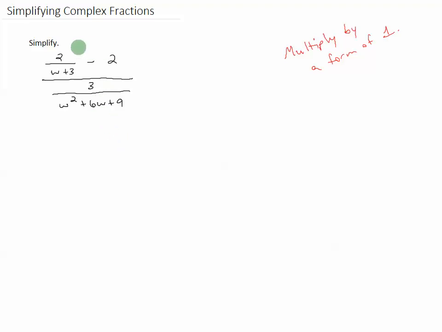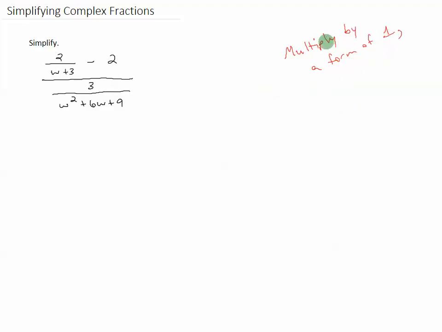Alright, this is an expression. There's no equals here, so we can't change its value. We can only do things that won't change its value. Well, multiplying by 1 will not change its value. But 1 has many forms. Which form do we want to choose for 1?